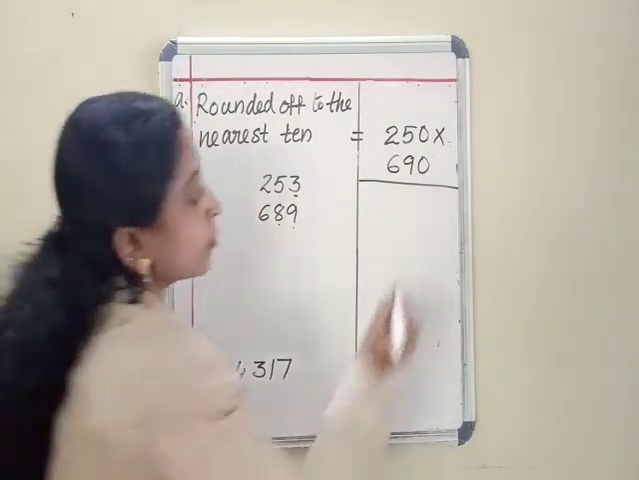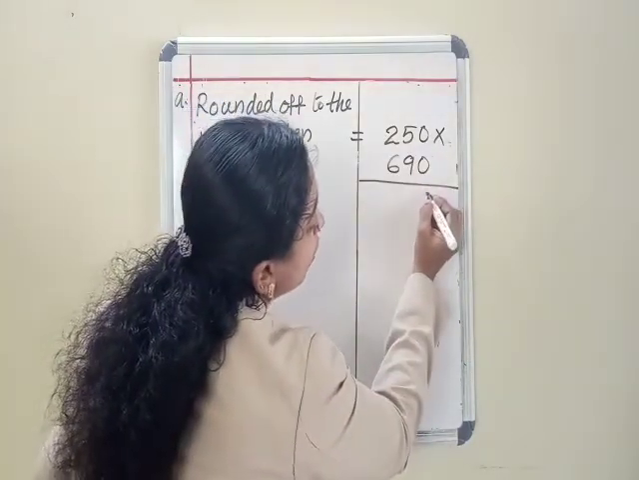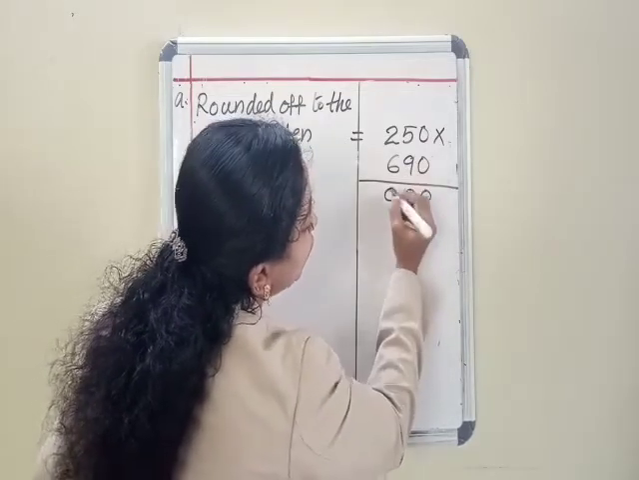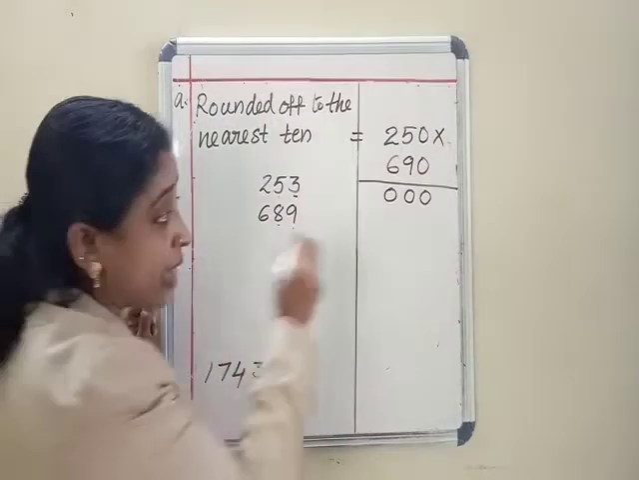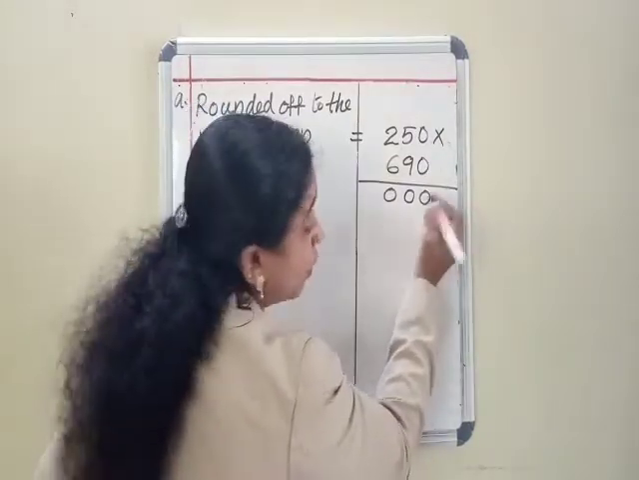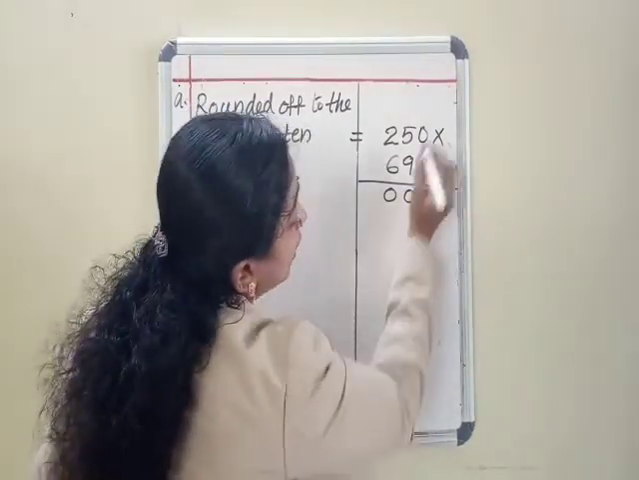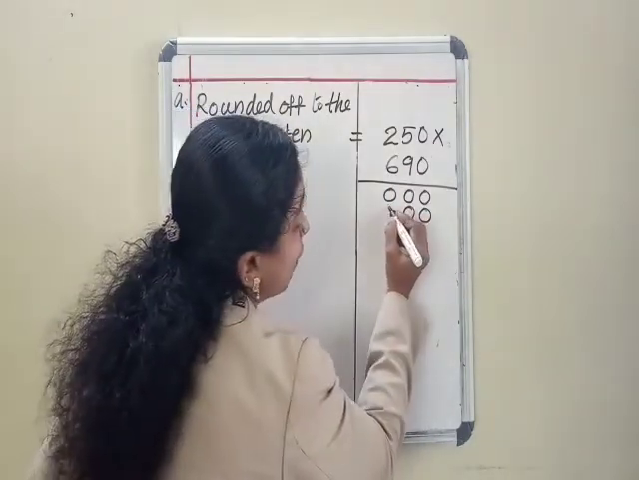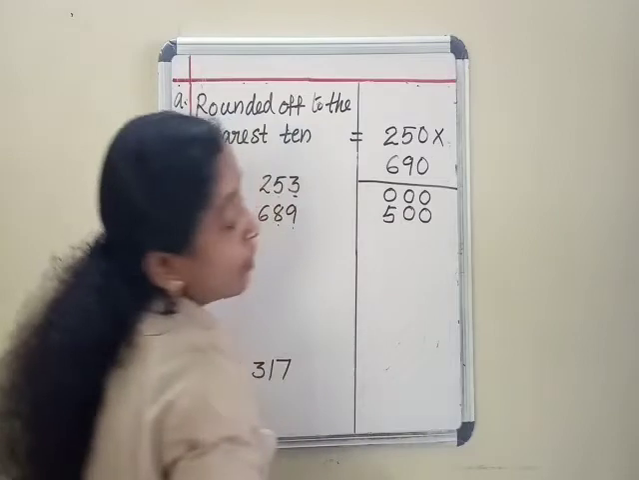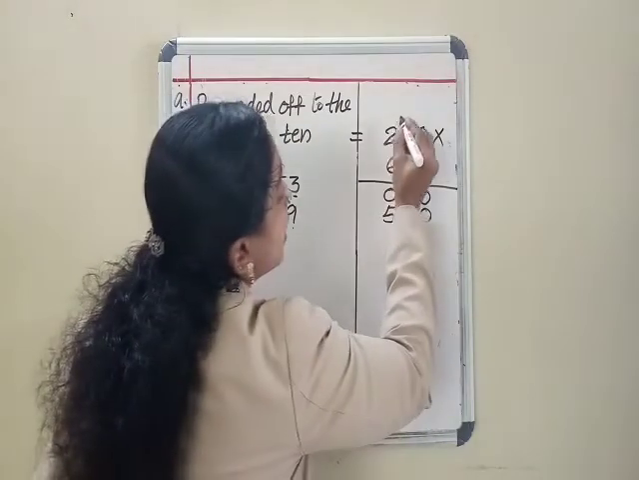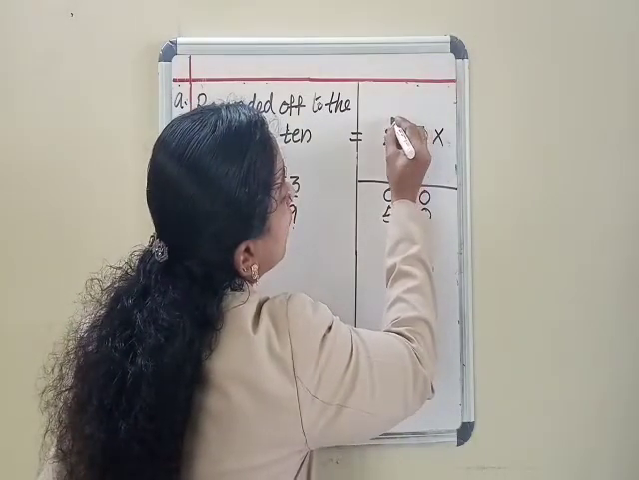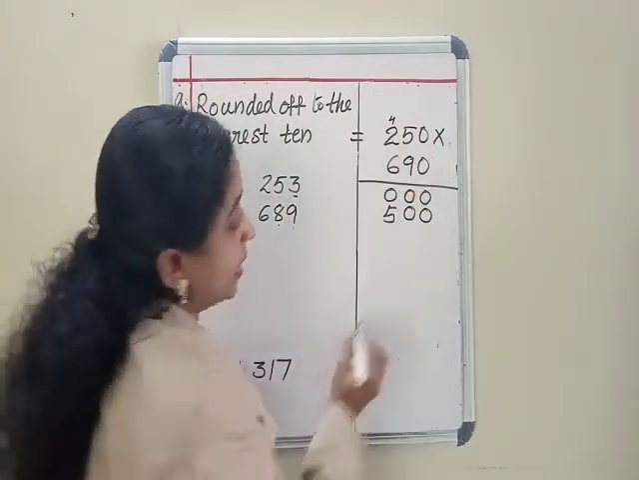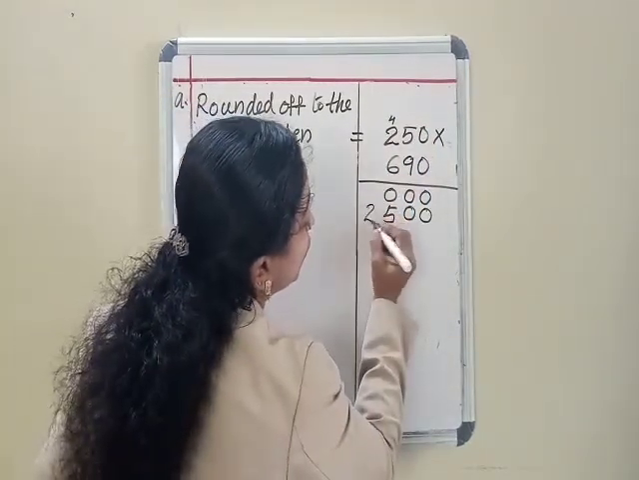Look. 0 into 0, 0. 0 into 5, 0. 0 into 2, 0. Before multiplying by the tens place number, what do we have to do? We have to put 1 zero. 9 into 0, 0. 9 5s are 45. Here we can write 4. 9 2s are 18. 18 plus 2, 22.